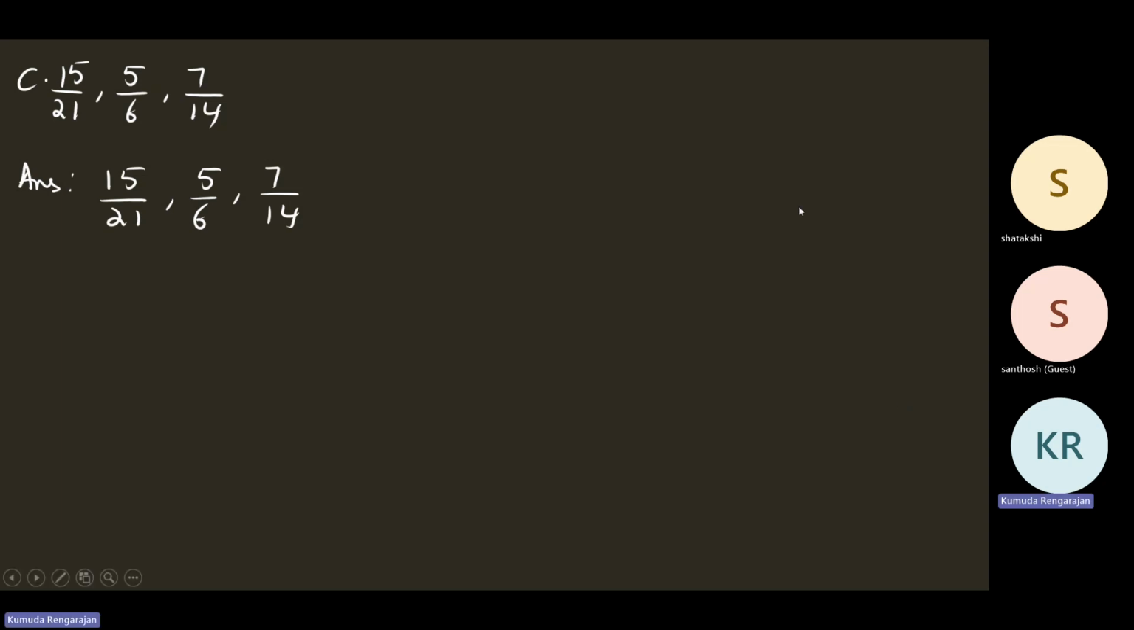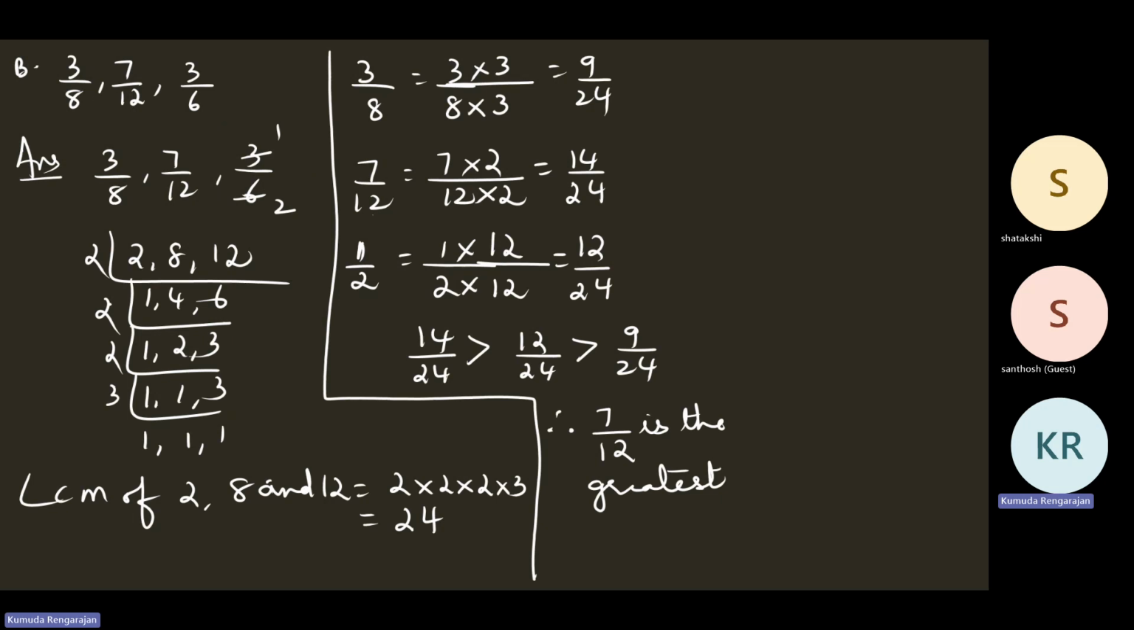Thank you, children. Yes, Satakshi. 15 by 21 is 5 by 7 simplified. Very good. And what about 7 by 14? 1 by 2, ma'am. 5 by 6 we couldn't simplify; it's already in the simplest form. Very good.